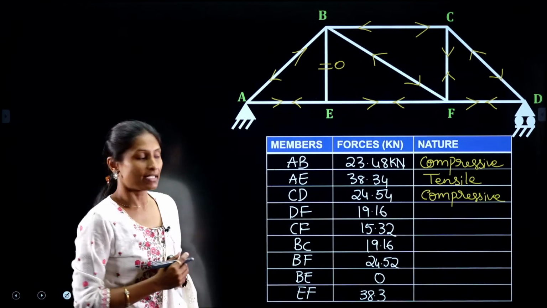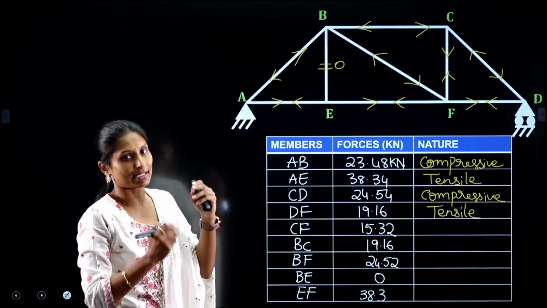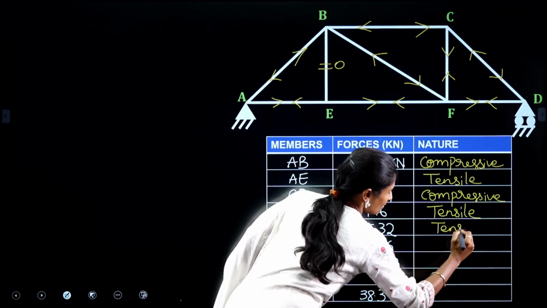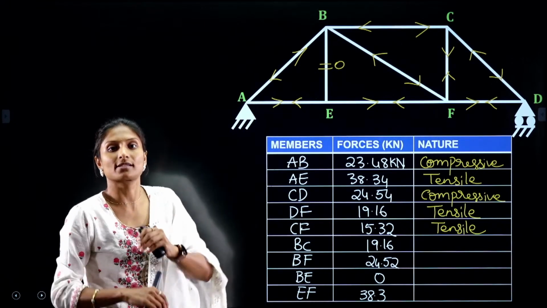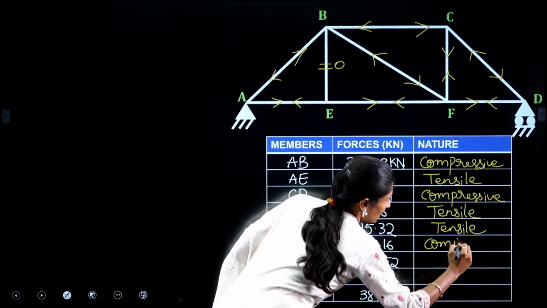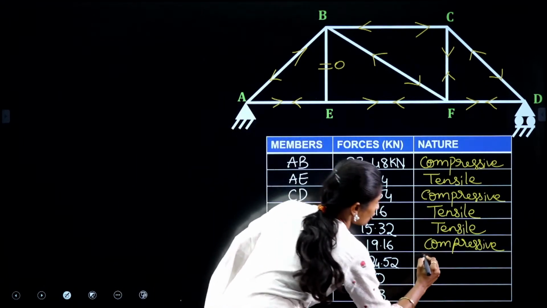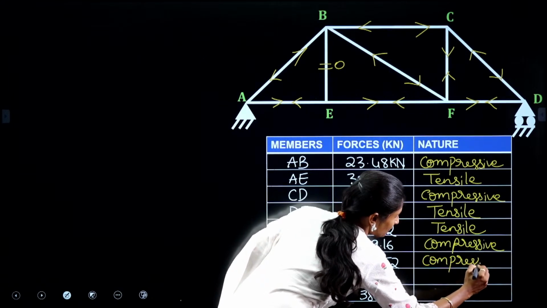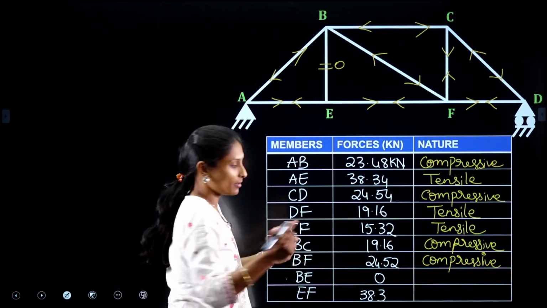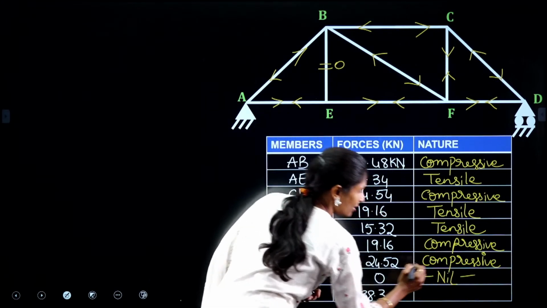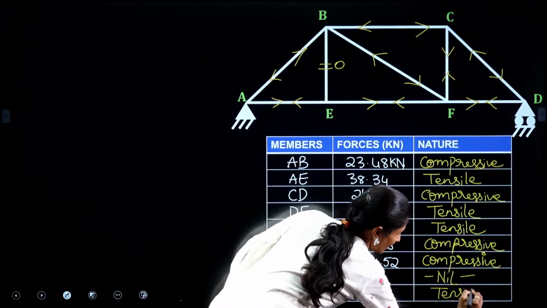Then in the member DF, it is acting away from the joint. So the force is tensile. Then in the member CF, it is acting away from the joint. So again it is tensile. In the member BC, it is acting towards the joint. So force is compressive in nature. In the member BF, it is acting towards the joint. So again it is compressive. Then in the member BE, the force is not there. It is 0. So there is no nature. You can write nil. Then in the EF, it is again acting away from the joint. So the nature is tensile.